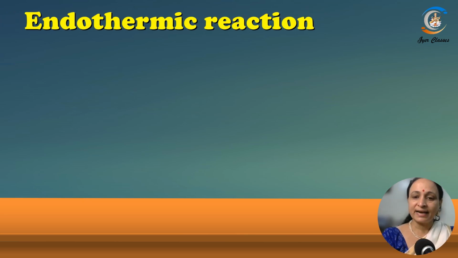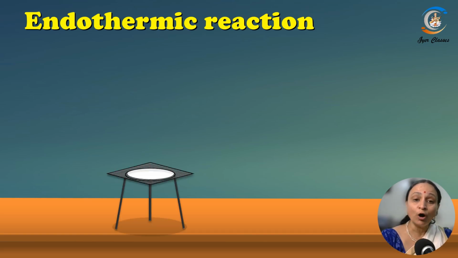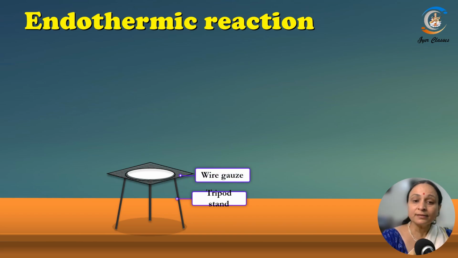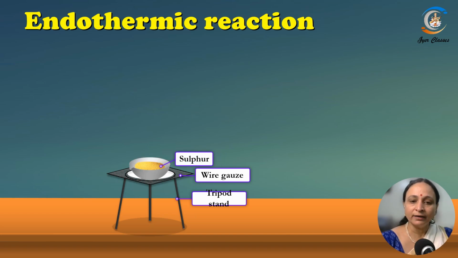Endothermic reaction. Now, what do you understand by the endothermic reaction? An endothermic reaction is a reaction in which heat is absorbed. So for this, let me give you an example. In an activity, we take a tripod stand, and on this tripod stand, you put a wire gauze, okay? And on this wire gauze, you put some sulfur.